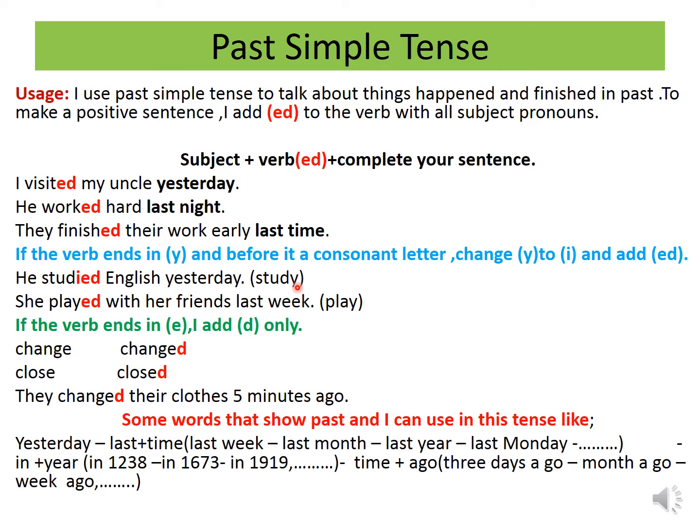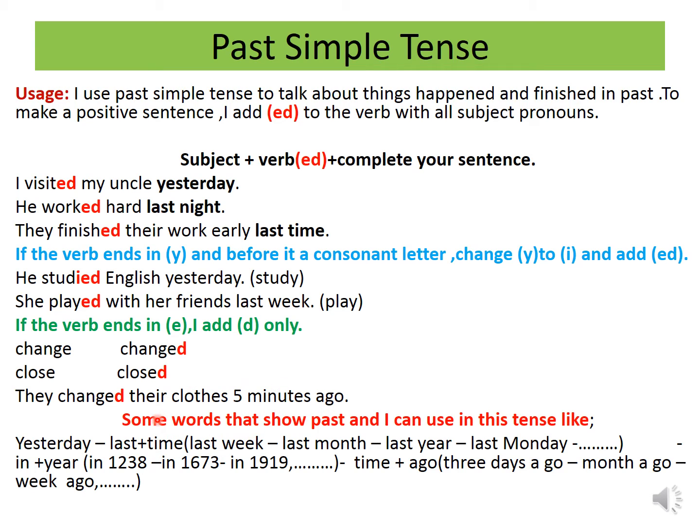For example, a verb like study, look at the letter before Y. It's D, so it's a consonant. So change Y to I and add ed. He studied English yesterday. But a verb like play, before Y we have a vowel, so don't change Y. She played with her friends last week. If the verb ends in E, just add D only. Close, closed. For example, they changed their clothes 5 minutes ago.